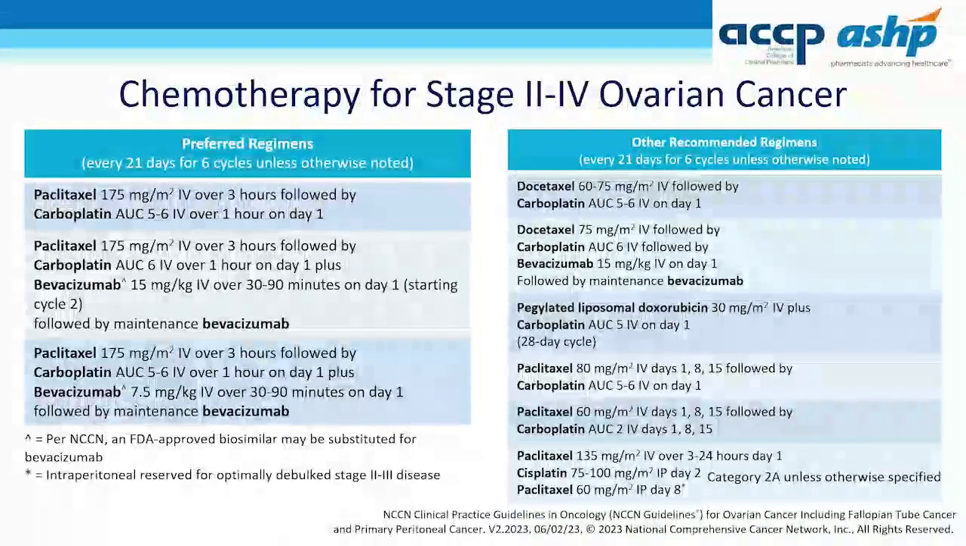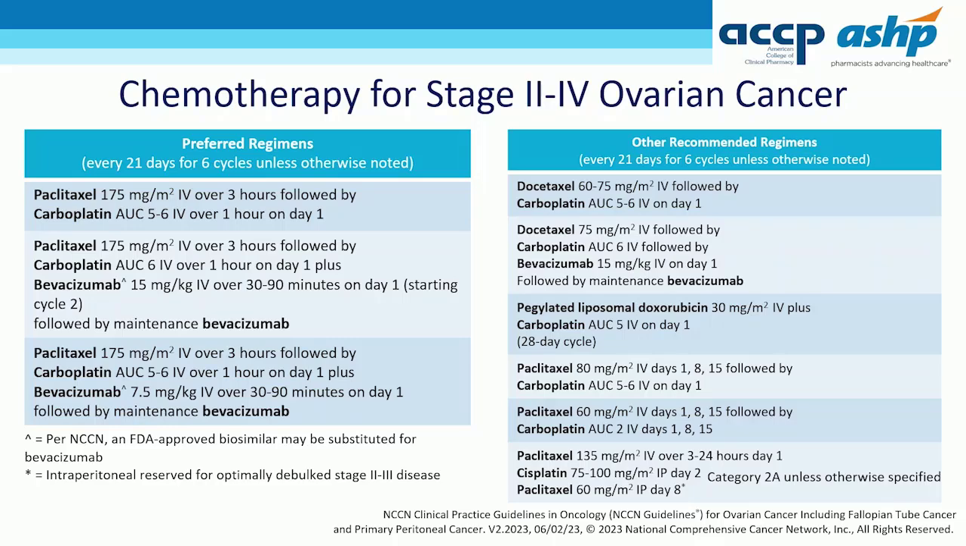And so then jumping into stages 2 through 4 for ovarian cancer, again, we are still doing this complete surgical staging for these patients, but the chemotherapy plays a more important role in these patients compared to those early stage. So for these patients, our preferred regimen is still going to be carboplatin at the AUC of 5 to 6 and paclitaxel at 175 milligrams per meter squared.